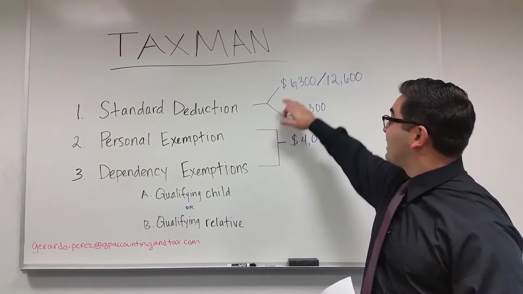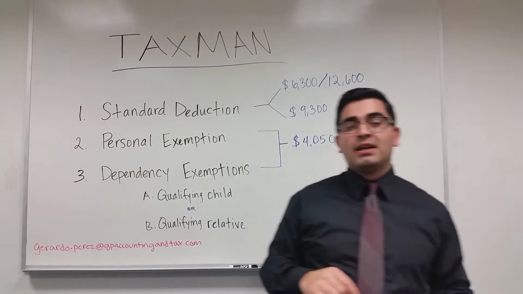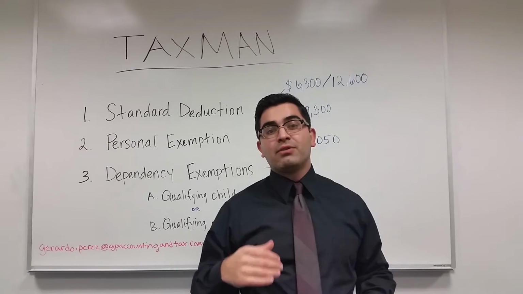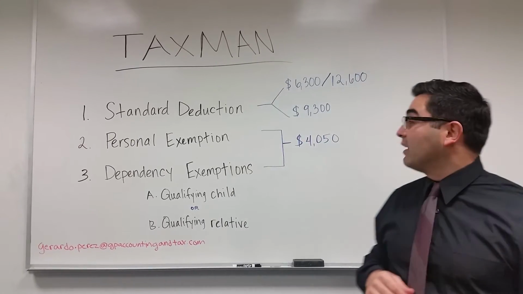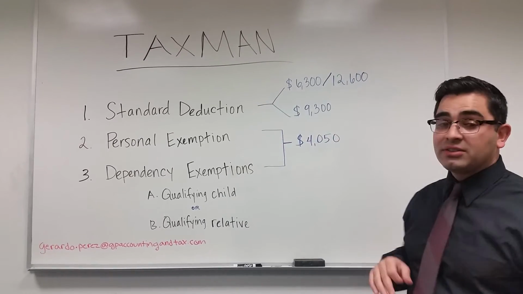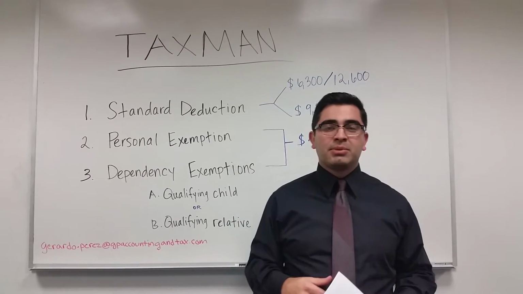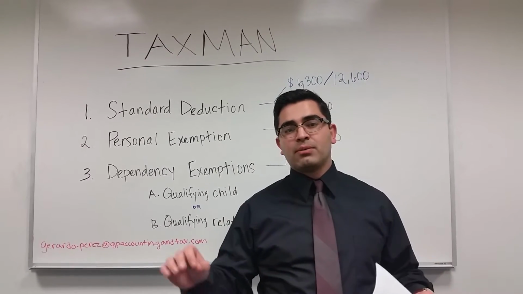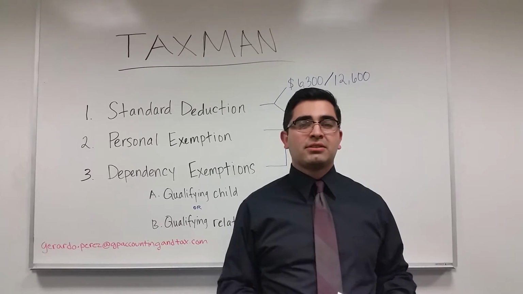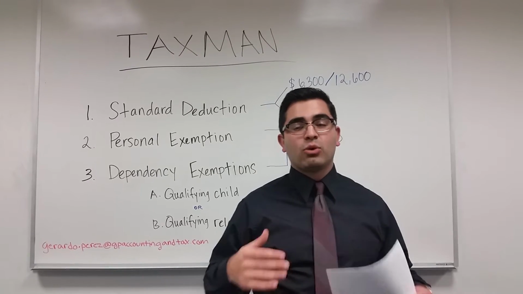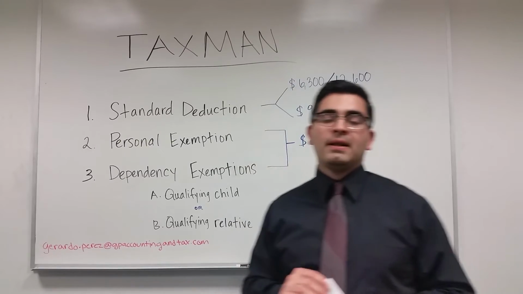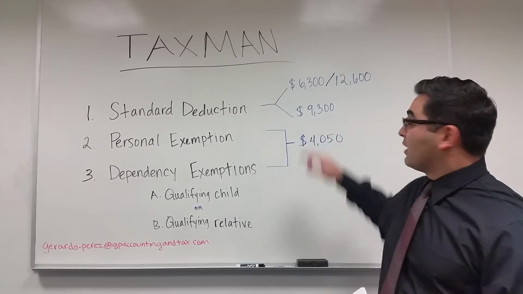So just jumping right into it, the standard deduction amount you receive when you select the single filing status is $6,300. And when you select the married filing jointly filing status, you receive a $12,600 deduction. The reason it's $12,600 is because you receive $6,300 for yourself and $6,300 for your spouse. So combined, it's $12,600.